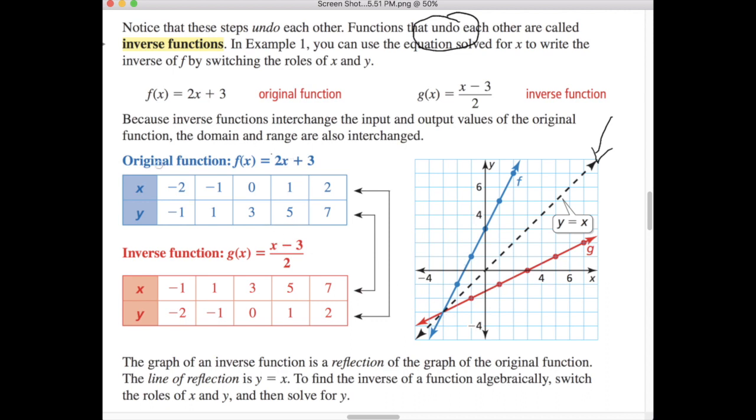And now let's take a look at the table. Look at my points here for my original function. If x is negative 2 and y is negative 1, take a look for the inverse. x is now negative 1 and y is negative 2. In other words, each of these points, the x's and the y's switch. That's what makes a function an inverse, if it's exactly the opposite points that are switching from the original one. So let's do some problems.